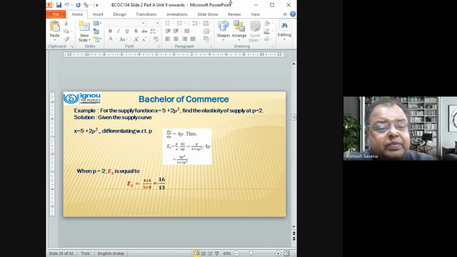Now we will see. For a supply function x equal to 5 plus 2p square, find the elasticity of supply at p equal to 2. We have to differentiate it. The dx by dp will be equal to 4p. Now ES will be p upon x into dx upon dp. Substituting all the values, you will get 4p square upon 5 plus 2p square, where p is equal to 2. Your ES will be 16 by 13, which is greater than 1.